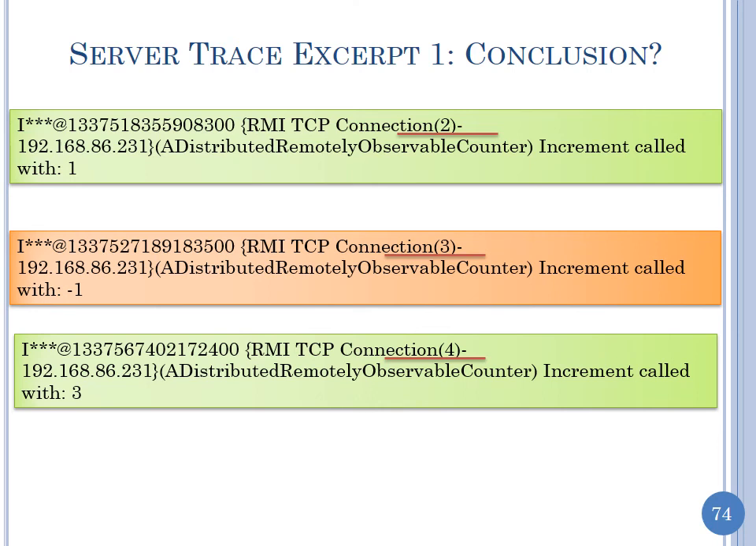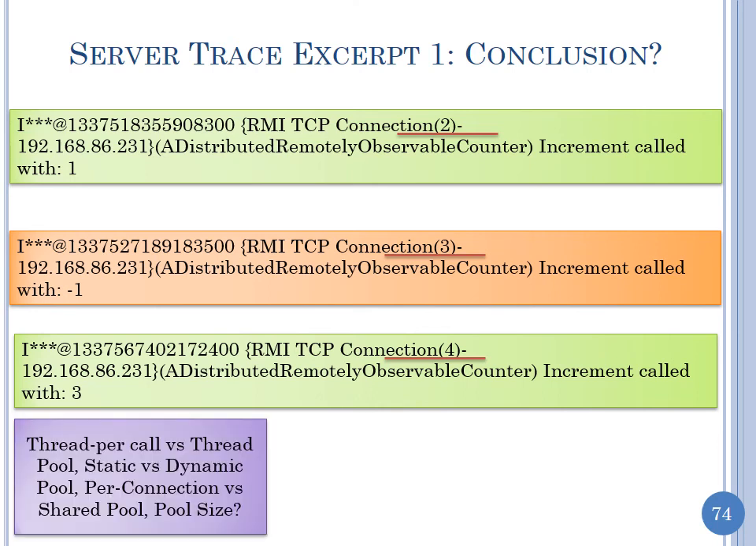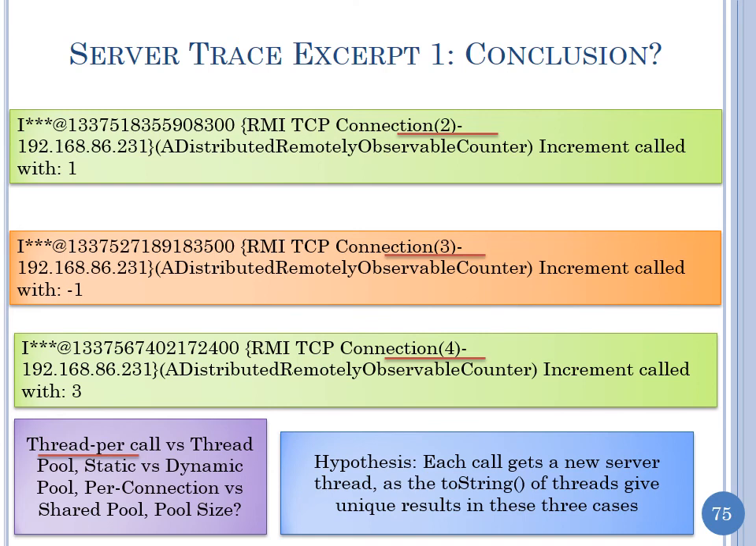And the question is, what might this be telling you about the choices we have for the policy? Based just on this data, which is not full data, what are some hypotheses about the policy? What are some hypotheses that are consistent with this data? That's my first question. Since the thread toStrings are different for each call, thread per call is consistent with this.